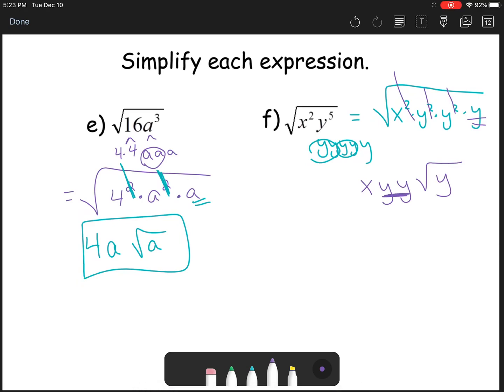Notice how we have these 2 y's outside of our radical, so we can multiply those together and use our exponent rules to write them as y squared. So our simplified answer would be x times y squared times the square root of y.